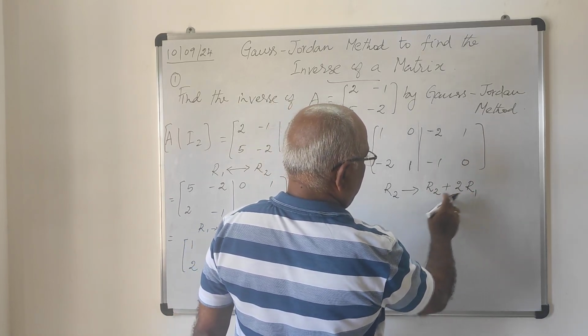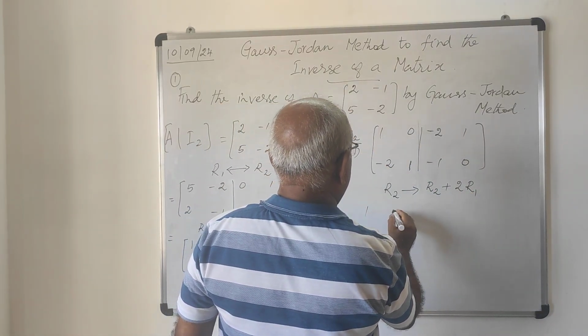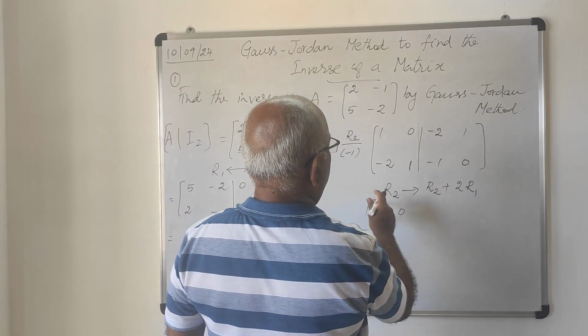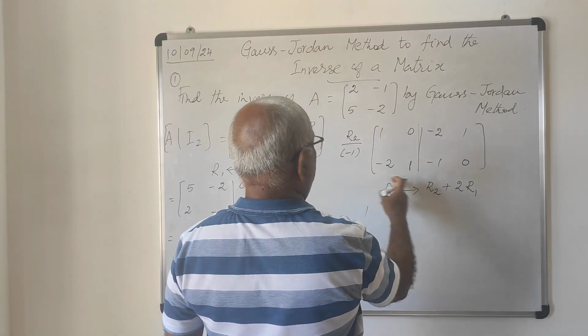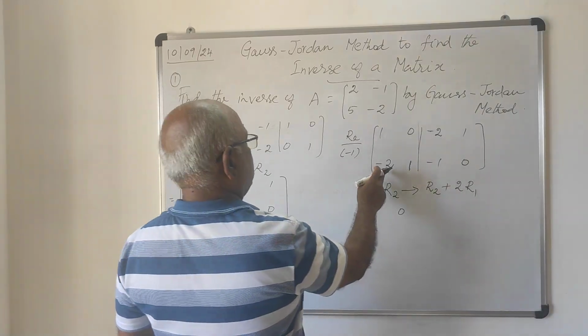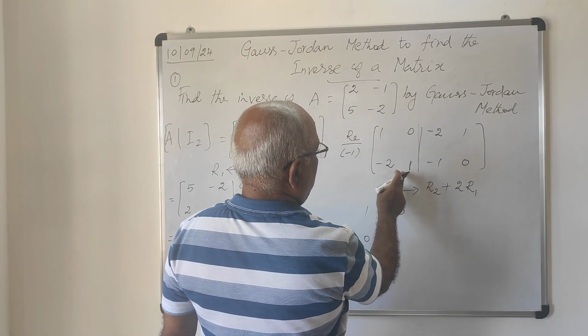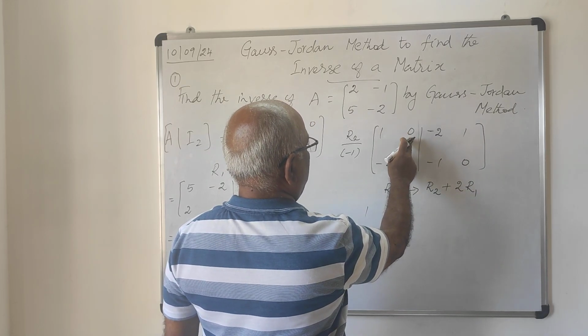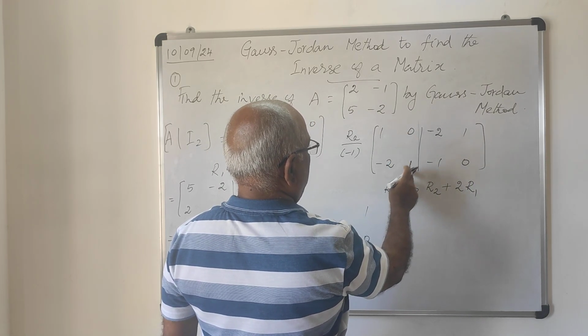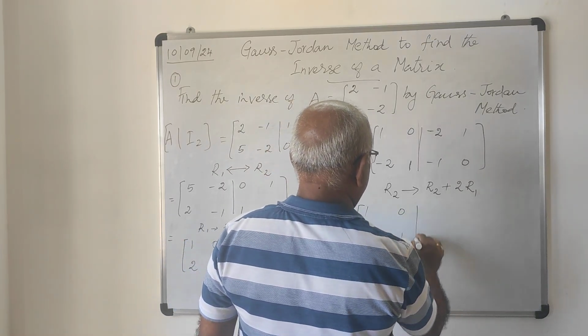So after giving this operation, this is 1. First row is as it is, right? Second row R2 plus 2 times of R1. 2 times of R1 is 2 into 1, 2 minus 2 is 0. And R2 is 1 plus 2 times of 0 is 0. 1 plus 0 is 1. So this becomes identity matrix.